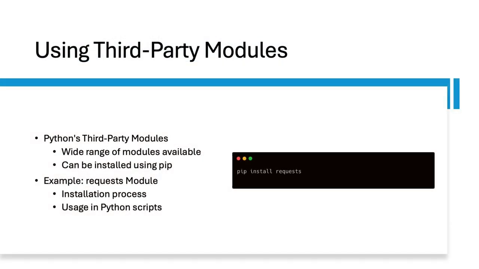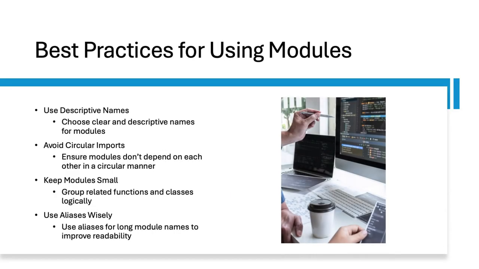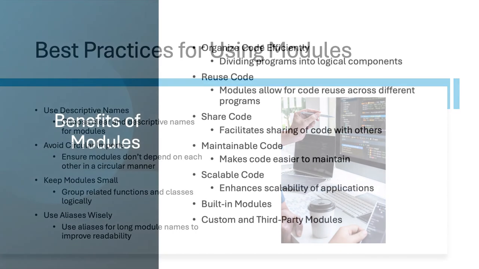Python supports many third-party modules that can be installed using pip. For example, the requests module can be installed and used in Python scripts. To manage modules effectively, use clear names, avoid circular imports, keep modules small, and use aliases wisely.